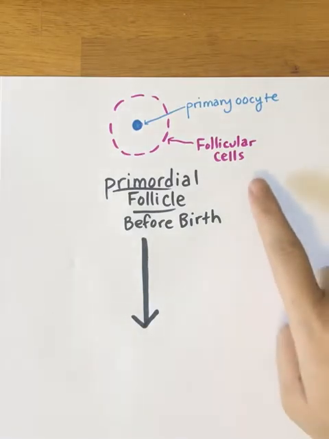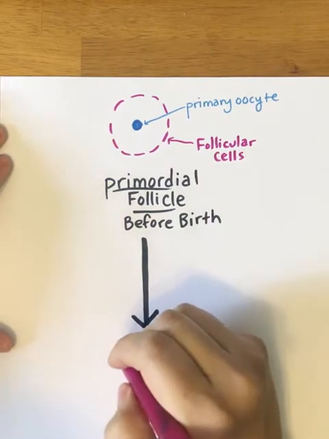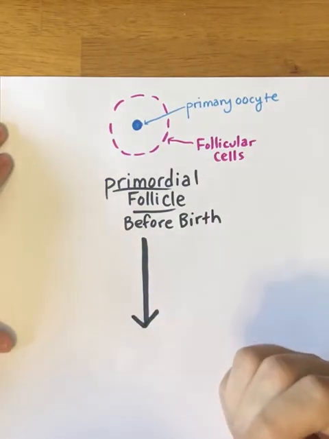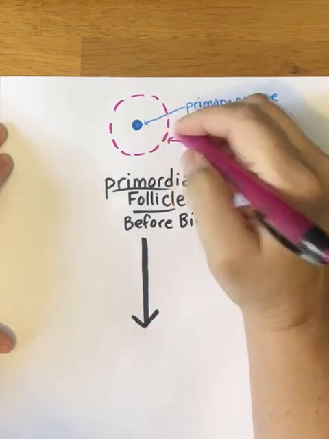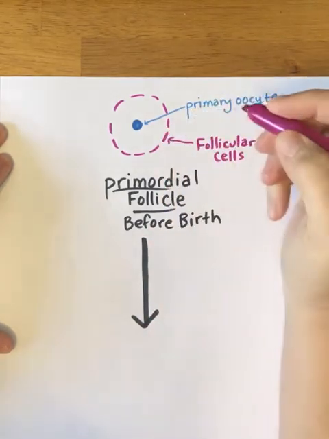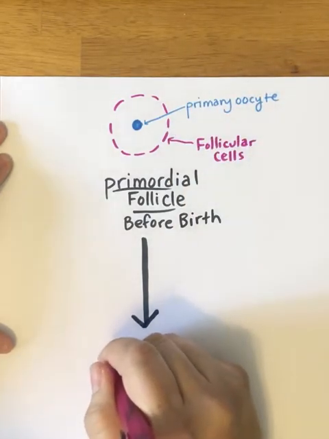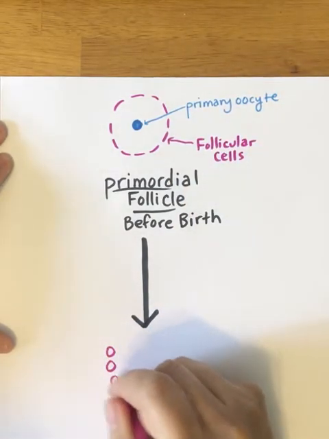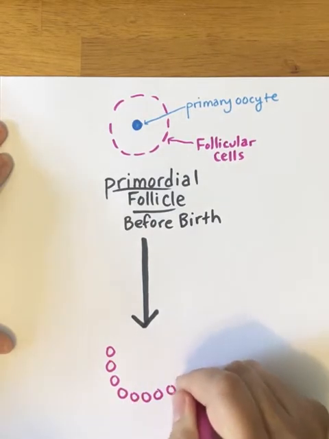Now, the follicular cells become square or cuboidal. That's a cuboidal cell. So I'm just gonna draw them a little bigger. I'm not gonna draw them as cuboidal cells. I'm just gonna draw them as larger. So follicular cells, these are squamous, they're flat. So these are gonna be a little bit bigger. So I'm just gonna draw them as circles. They get larger. The follicular cells enlarge.